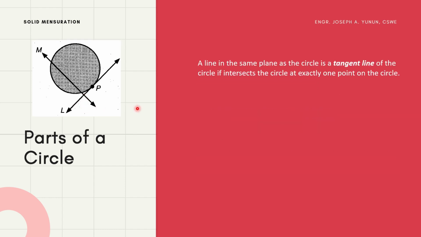Then you have the tangent line. A line in the same plane as the circle is a tangent line of the circle if it intersects the circle at exactly one point. So let's say line L intersects at point P, at a single point on the circle. That's called a tangent line. Then we have the secant line if it intersects two points on the circle. Let's say line M intersects the circle at two points, here and here. This is called a secant line.